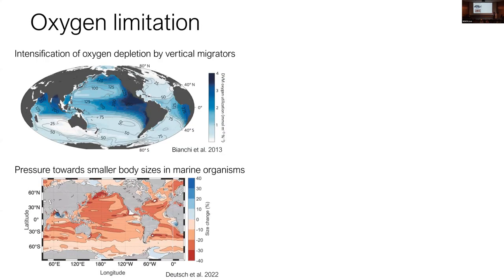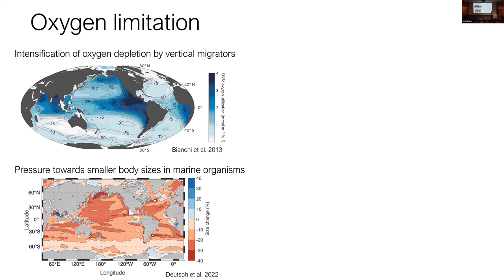And the very last of my drivers, I hope I haven't lost folks yet, is oxygen. So oxygen serves as a hard limit for where heterotrophic organisms can live. And in this nice study, now 10 years old, from Daniele Bianchi, he showed that when you model vertical migration of zooplankton, they will increase and intensify oxygen depletion because they're migrating to just above the edge of the OMZs.